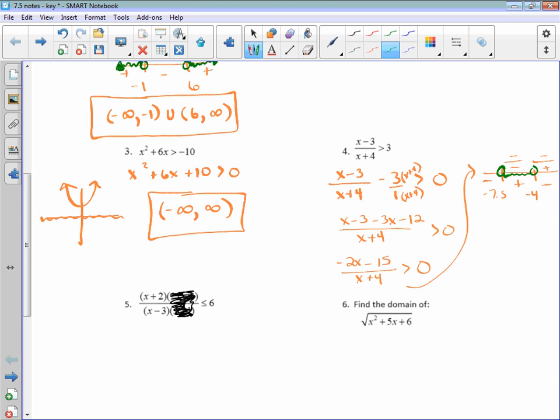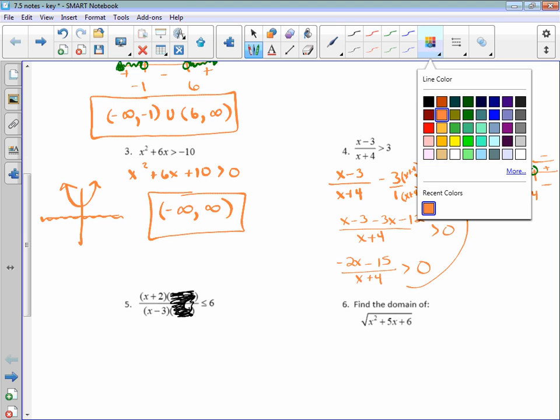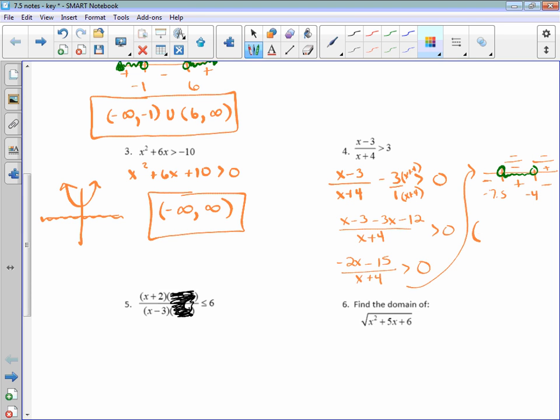Look at your original fraction. What could x not equal right from the start? Negative 4. So that's never going to be included no matter what the sign tells you. But this one just said greater than 0, so that means my final answer is just negative 7.5 to negative 4. Okay?